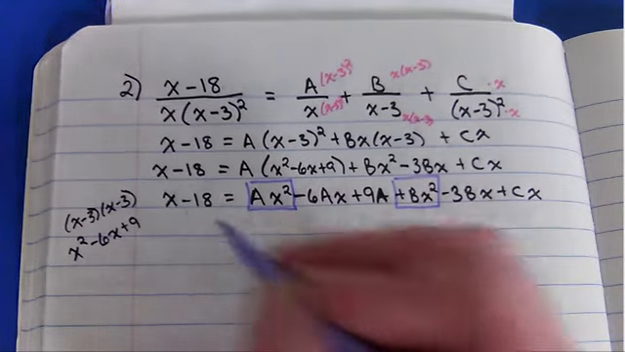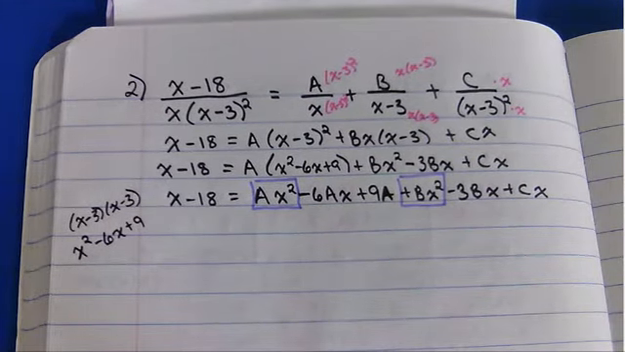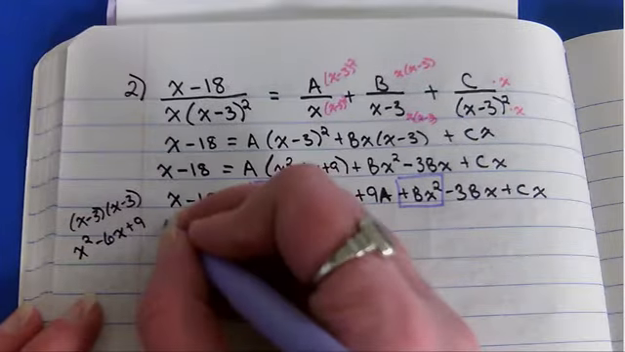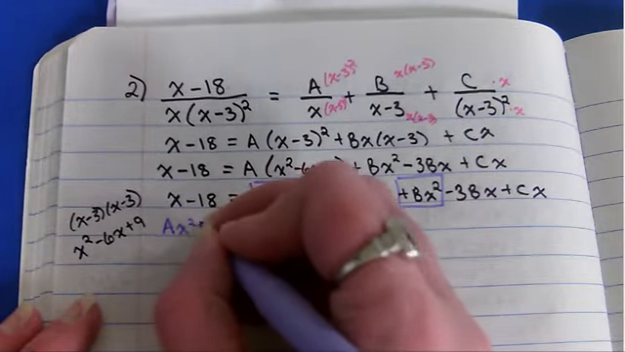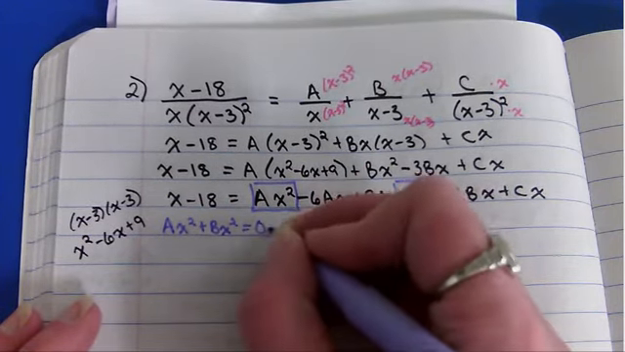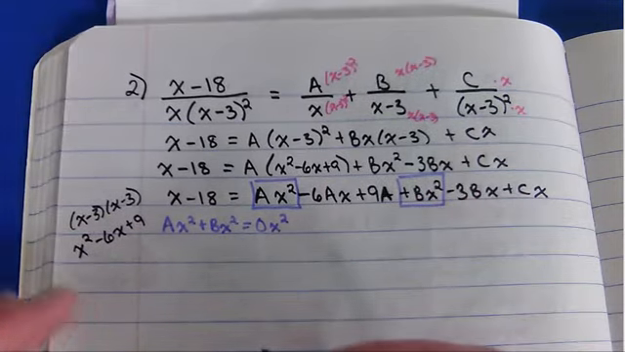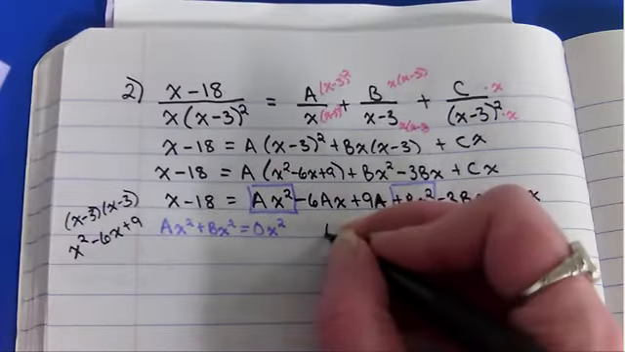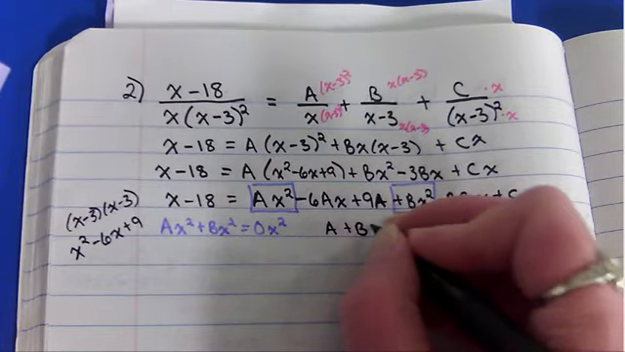But there's no x squared over here. So ax squared plus bx squared is going to give me 0x squareds. In other words, a plus b is 0.